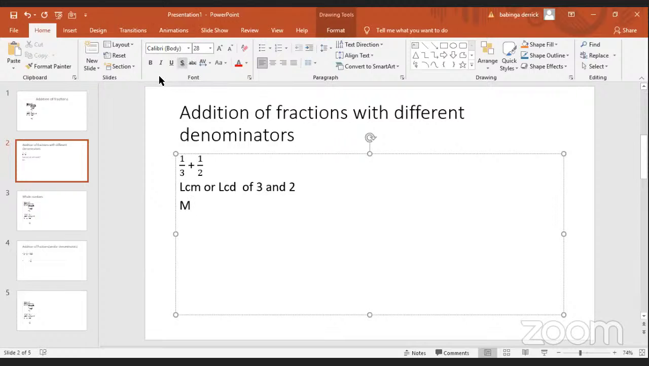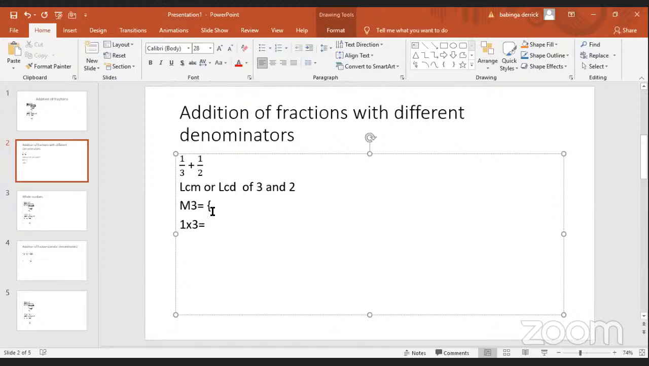We can list the multiples of 3, and this is how we can get them. How can we get the multiples of 3? How do we get multiples of a number? Multiples of 3 are the answers we get after multiplying 3 by consecutive counting numbers. Counting numbers start from 1. So if we are getting the multiples of 3, the first multiple will be got by multiplying 1 times 3. That will be the first multiple of 3.